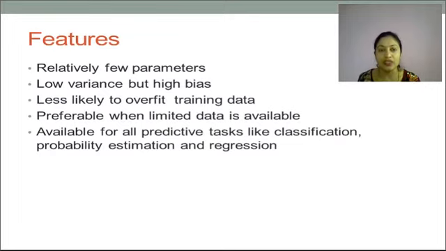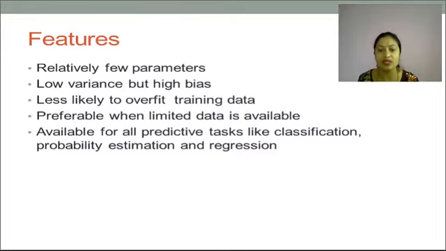So these two are the important features to say that linear models are simple models. The features of these linear models are, as we already said, relatively few parameters to describe the model. Then there is a low variance but high bias for these models. It means that they are very unlikely to overfit the training data. So they don't overfit the data, they just fit the data regularly. Also, they are preferable when limited data is available. It doesn't require too much data to find these linear models. These models can be used for tasks like classification, probability estimation as well as regression.